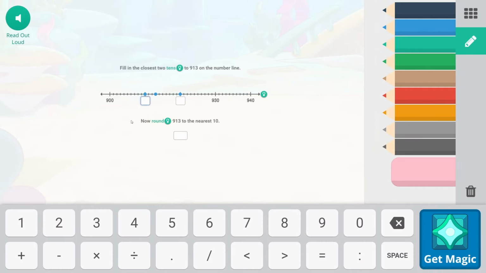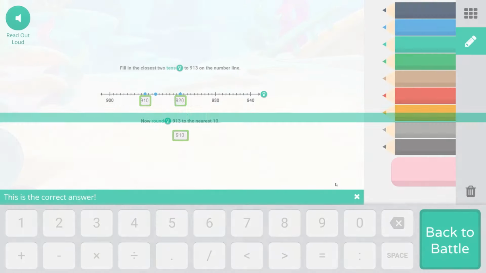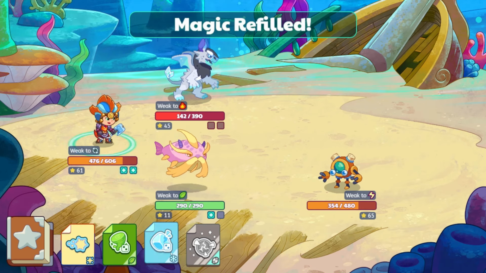And then this is going to be 910 we put in here. And then this is going to be 920. And our 913 is going to be closest to 910 if we're rounding to the nearest 10, because we're focusing on the tens place. So the ones place is going to determine which way we go.